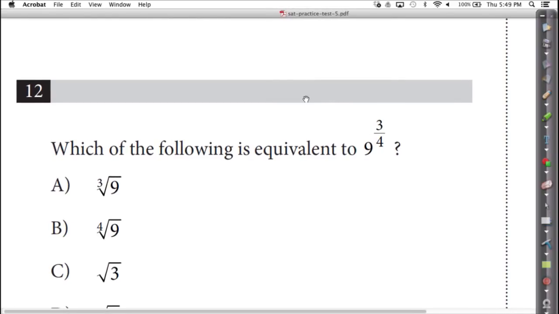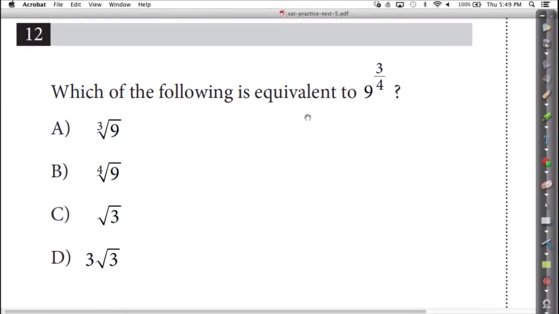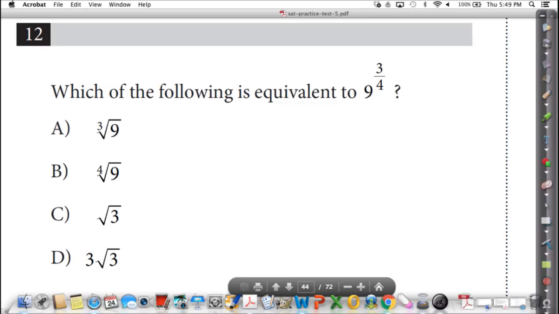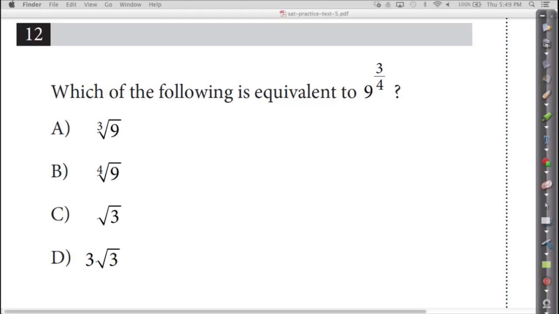Number 12. And I'm going to try and respond to what you guys say in the chat also, just because, you know, I like seeing what you say and like seeing where everybody's from and how they're doing.